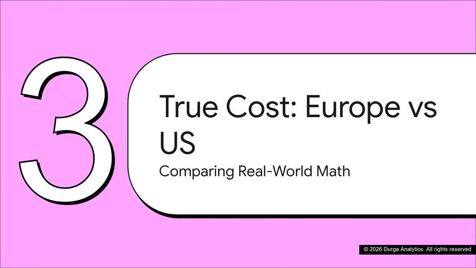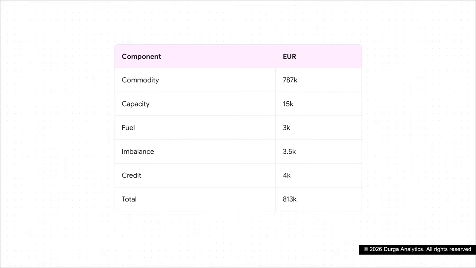Section 3. True cost, Europe versus the US. Let's step right onto the desk and look at some real-world math. As a professional, you absolutely must understand the true cost of moving gas in both Europe and North America. In Europe, buying physical gas at TTF and moving it to the German THE hub requires adding capacity bookings, fuel shrinkage, imbalance risk, and credit carry.